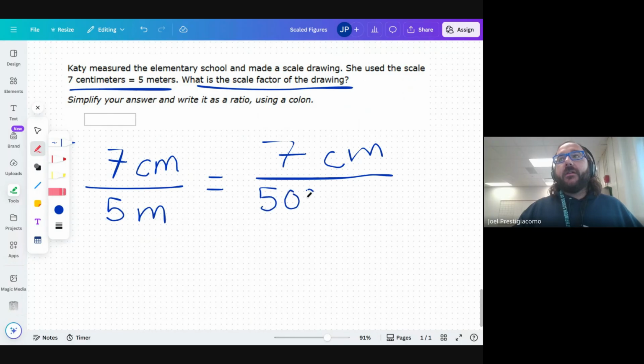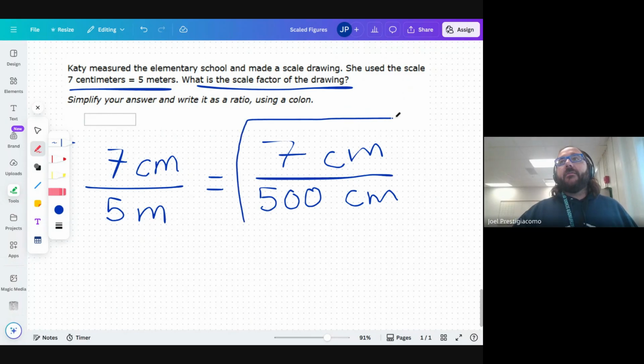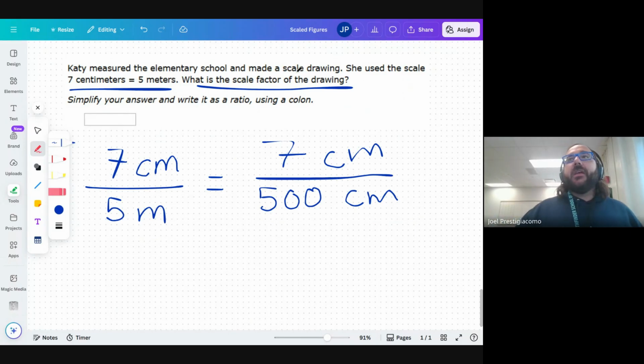This is the same as 500 centimeters. Right? Centi is 100. There are 100 centimeters in a meter. So 5 meters means 500 centimeters. So this is close to our answer, right? We're not going to simplify this because, no, this can't be simplified actually. So this would be 7 to 500.